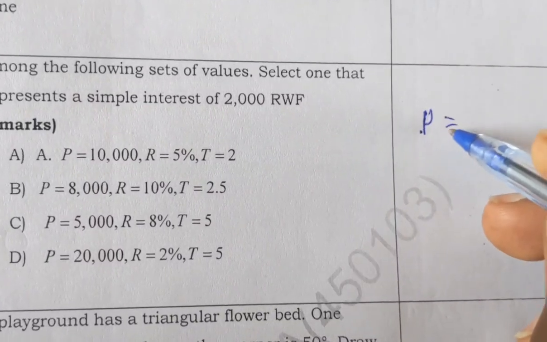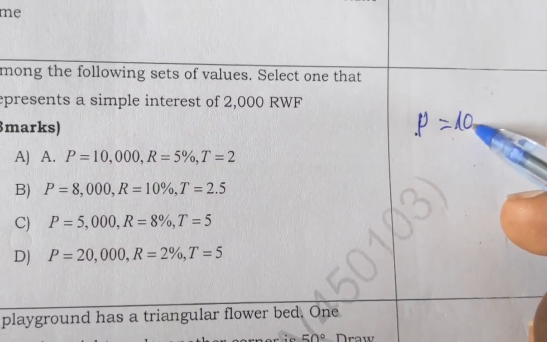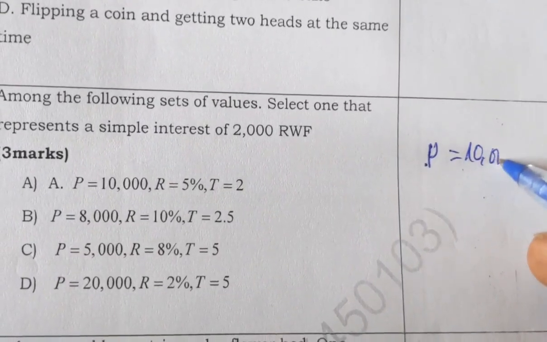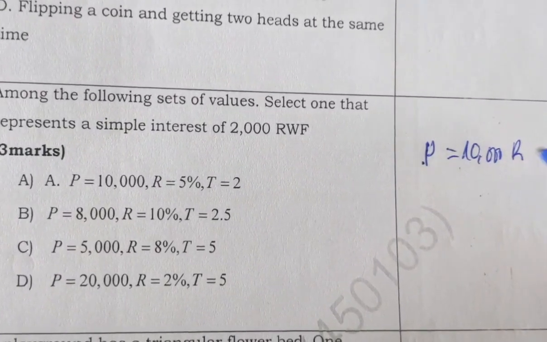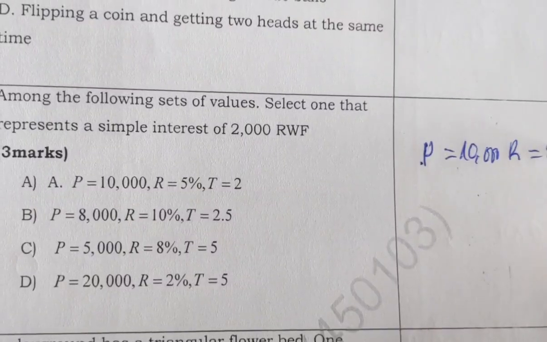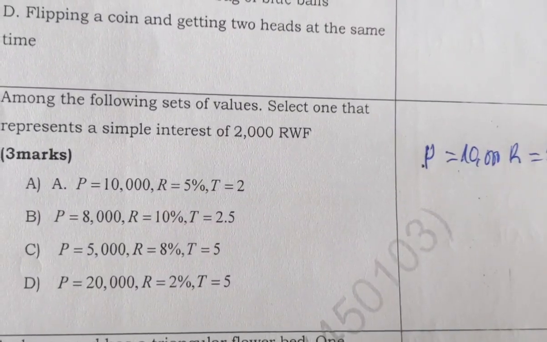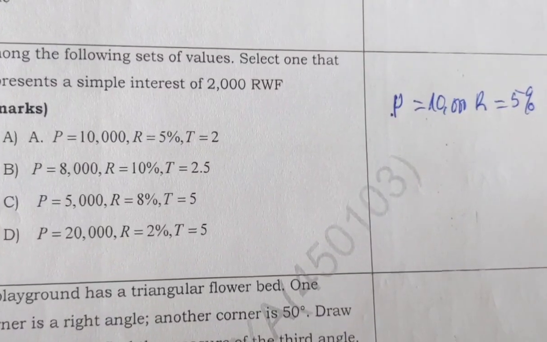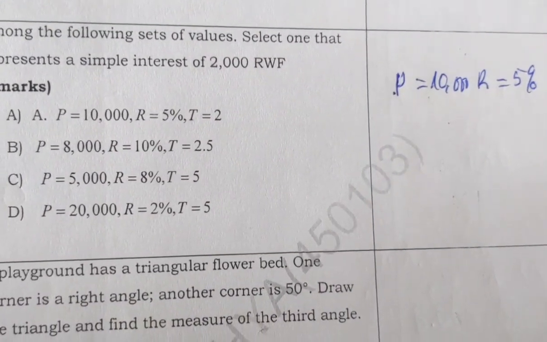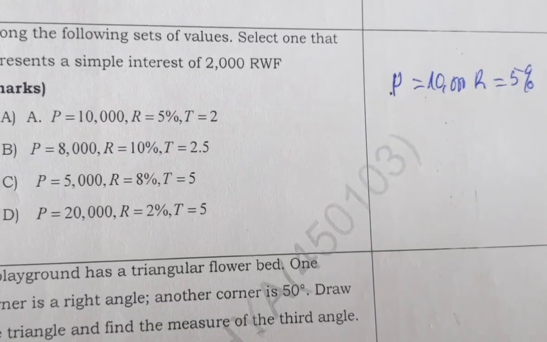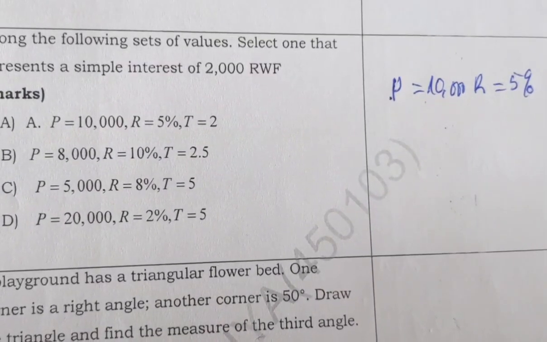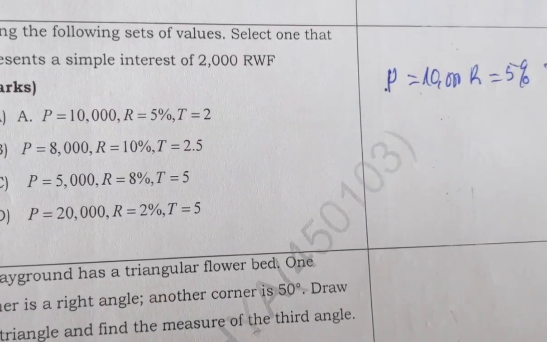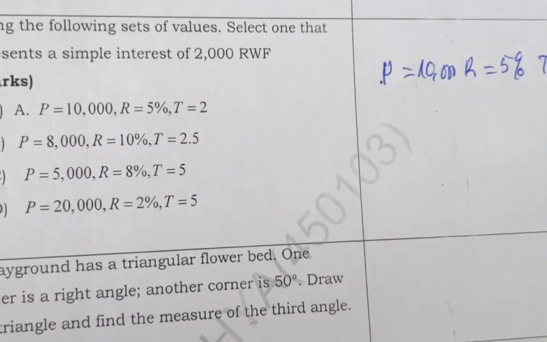Principal here is 10,000 for A. Rate is equal to 5% and time is 2, to mean 2 years. It can help us to calculate the simple interest. And we are going to calculate, once we see the question, which data gives us the simple interest of 2,000, and we select it.